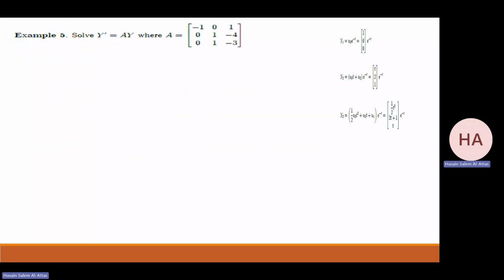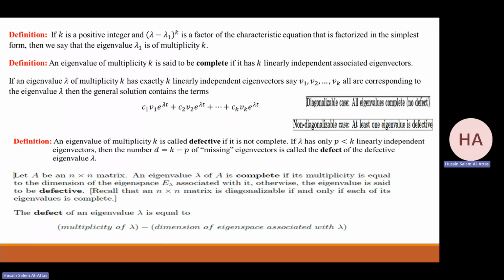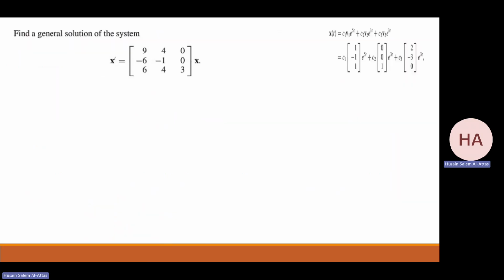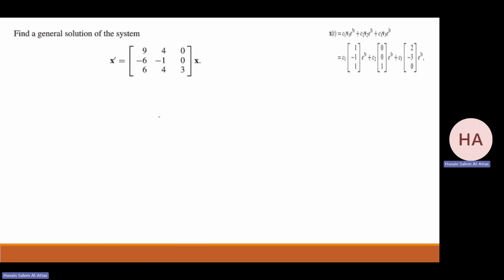Bismillah ar-Rahman ar-Rahim. We'll continue doing this 7.6 where we have multiple eigenvalue solutions. If you have multiple eigenvalues, how can we deal with the solutions? This is what we did before. We said, assume I have lambda with multiplicity k and I can get exactly k linearly independent eigenvectors, then this will be the form, the easy one.